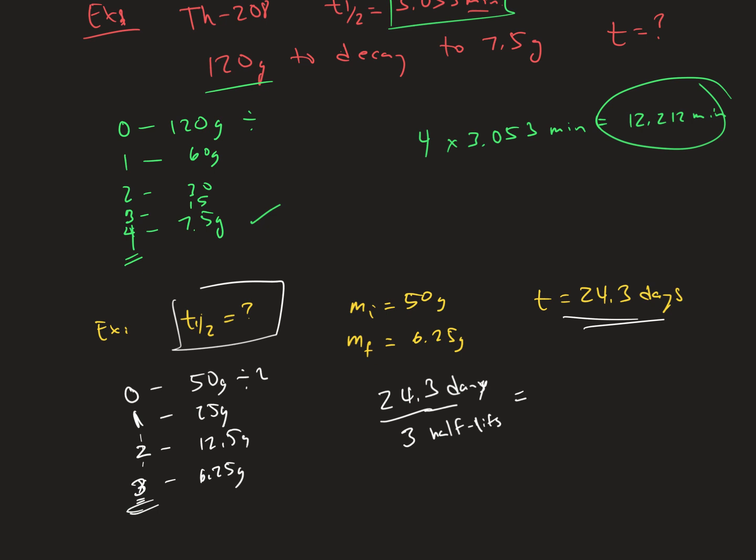So the original information is saying that after 24.3 days, 50 grams had decayed to 6.25 grams. Yeah, I was confused on that first. Are we good then? So we do that, and we're going to get what? Close to 8.1 days is our half-life.